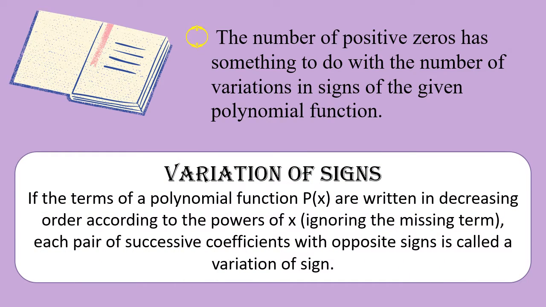So if the terms of a polynomial function p of x are written in decreasing order according to the powers of x, ignoring the missing terms, each pair of successive coefficients with opposite signs is called a variation of signs. In other words, variation of signs means a difference or variety in the sign. So let's have an example for this.